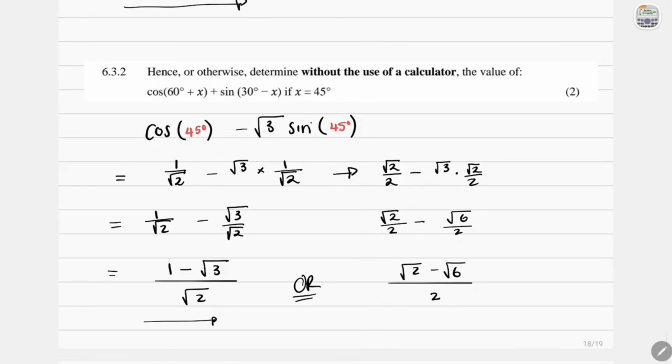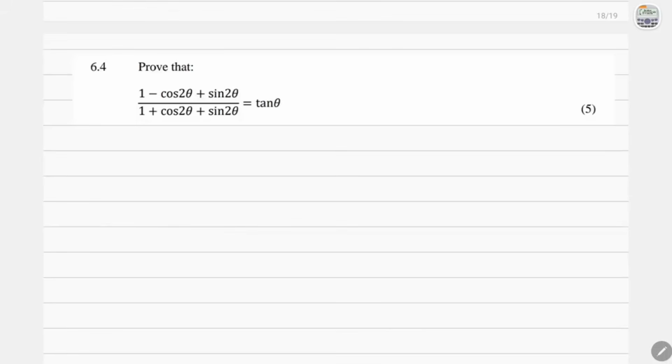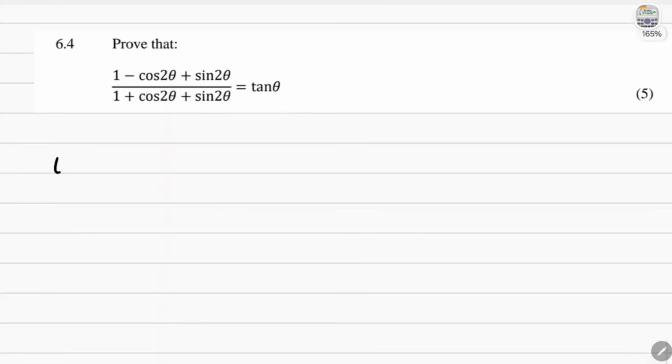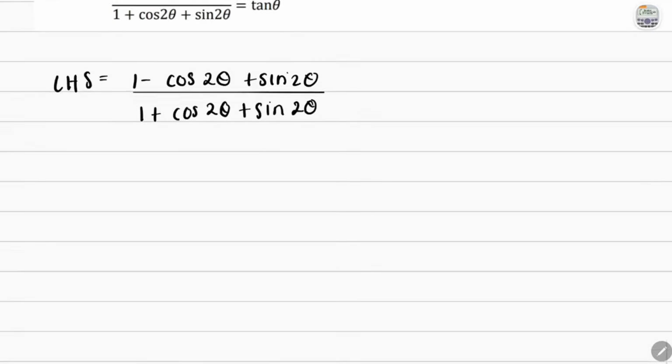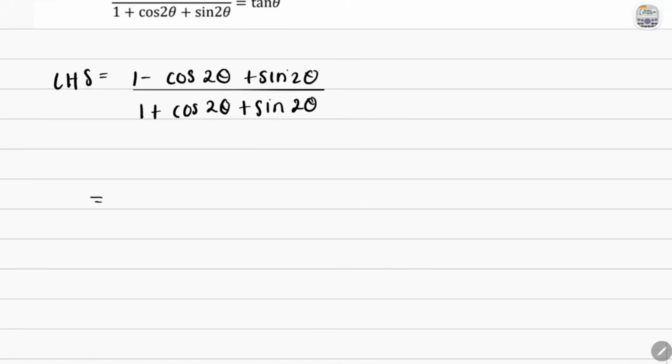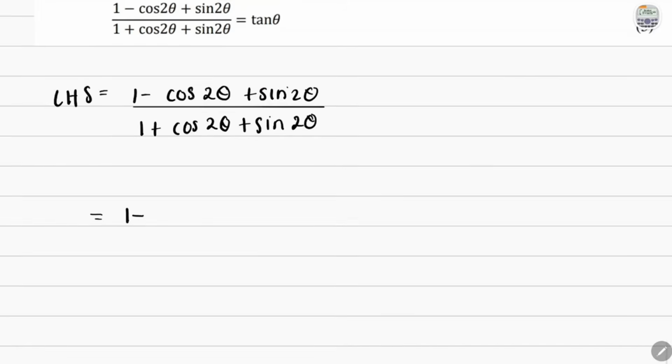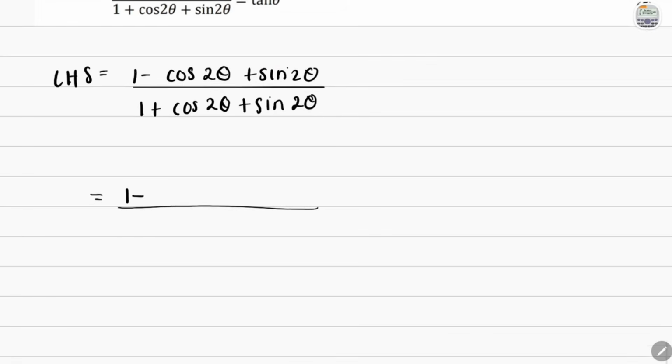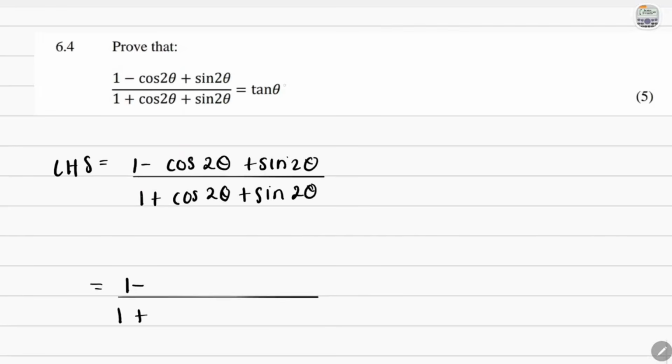Okay, moving on to the next question. Question 6.4, we are told to prove that this left-hand side is equal to the right-hand side. So we can expand the left-hand side. Let's rewrite it first. This is equal to 1 minus, now the cos 2 theta, we have to decide here. We remember that it needs to become tan theta.